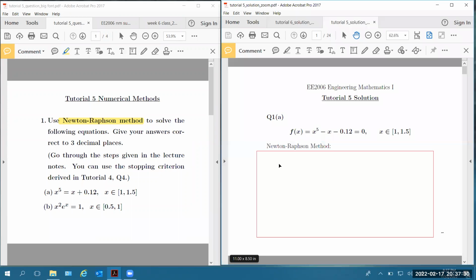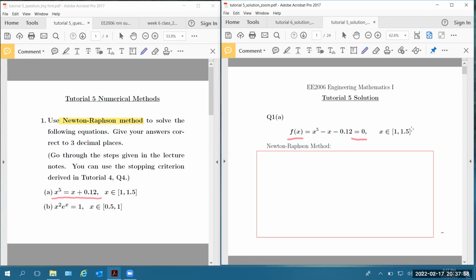Okay, here we are. So this is our solution. Let's look at part A here. First of all, we notice that this equation is not in the form of f(x) equal to 0. So what we do is bring everything to one side so that we get f(x) equal to 0. So this is f(x) equal to 0.